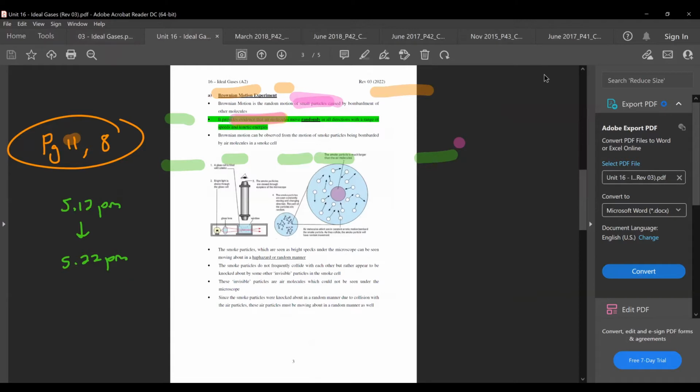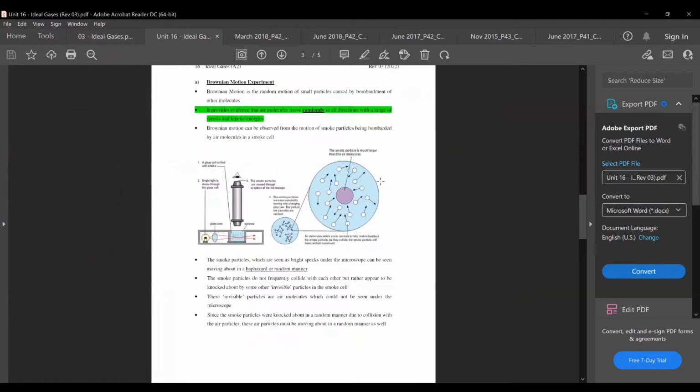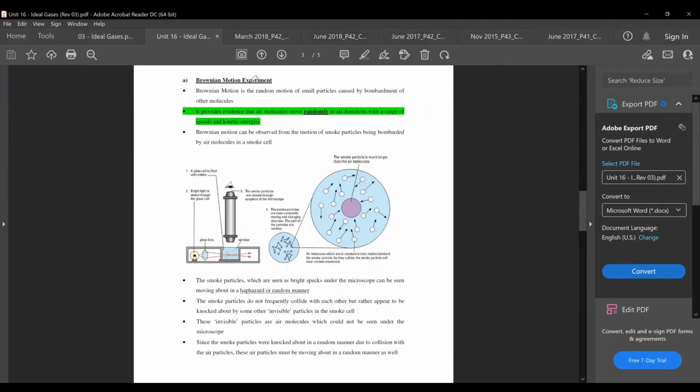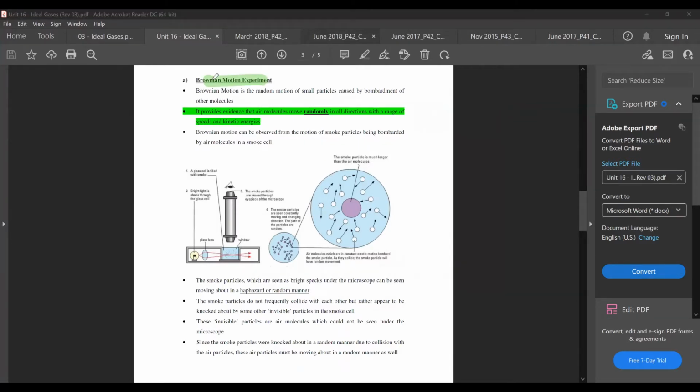That one is actually on page 3 of your notes. If you look at page 3 of your notes, the Brownian motion experiment proves that gas molecules are in constant random motion. So what specifically is Brownian motion in the first place? Brownian motion is the random motion of small particles caused by the bombardment of other molecules. What's important is that it gives you evidence that air molecules move randomly in all directions with a range of speeds and kinetic energies.